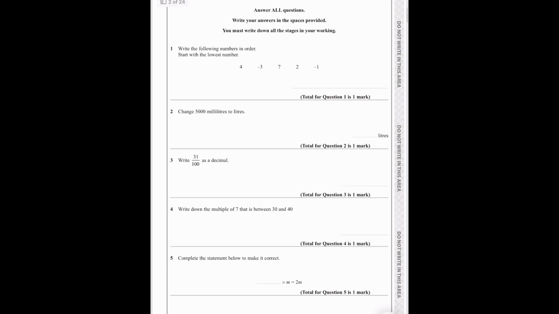Right, put the following numbers in order, starting with the lowest. So the smallest number here is -3. So it's -3, -1, 2, 4, 7. Change 500 millilitres to litres. So there are 1,000 millilitres in a litre. So if we divide by 1,000, it gives us 0.5 litres.